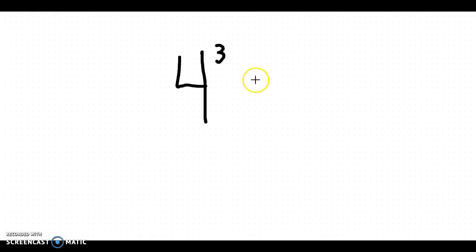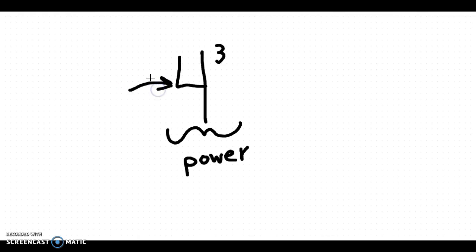Basically, this whole thing is a power. Whenever we talk about power, that's what you'll call that. And this part here, the larger number, is called your base, and the smaller number up top is your exponent.